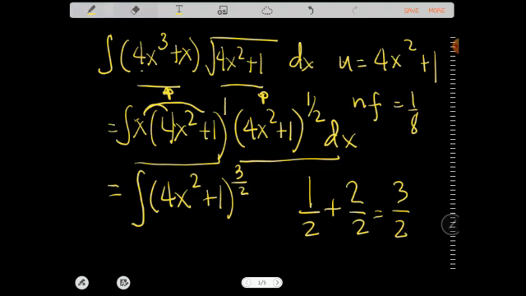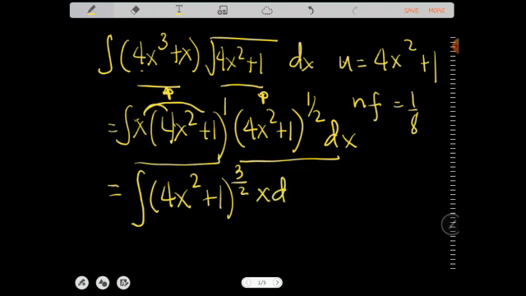Okay? So ngayon, napaikli natin yung equation into just one 4x squared plus 1. Yan na lang isa. Nawala na yung isang 4x squared plus 1. Pero yung exponent naman ay nadagdagan. So 3/2. So I hope na gets nyo yun. Tapos yung ating x dx dito sa dulo. Okay?